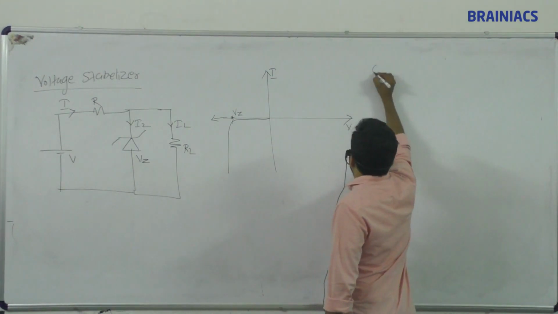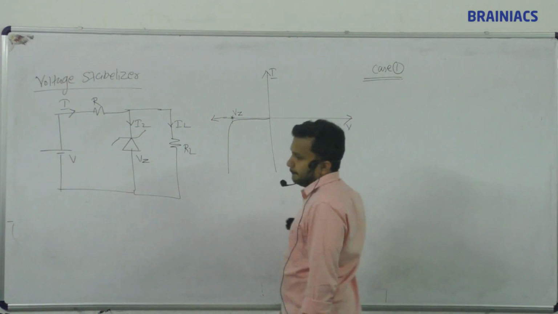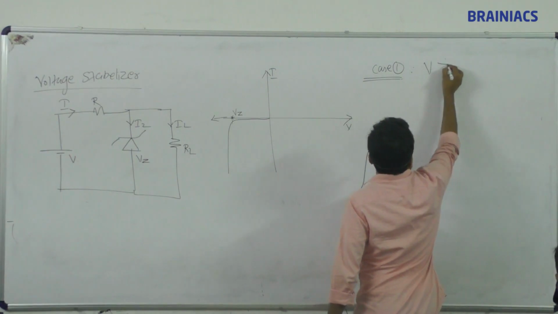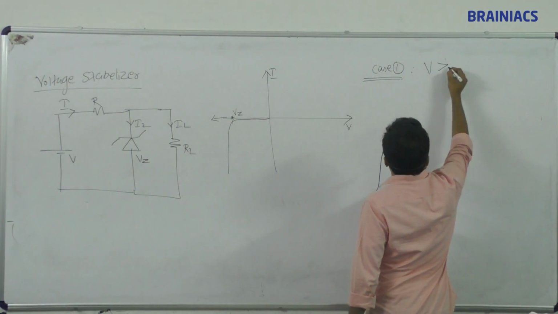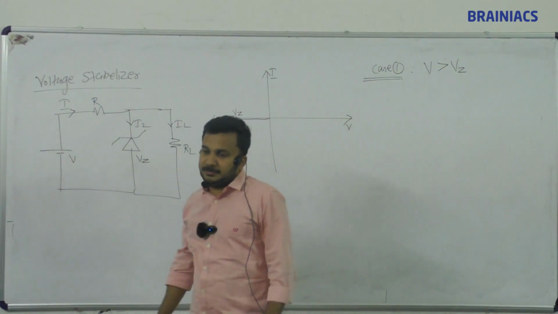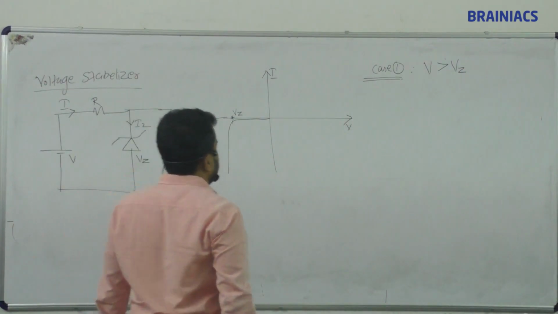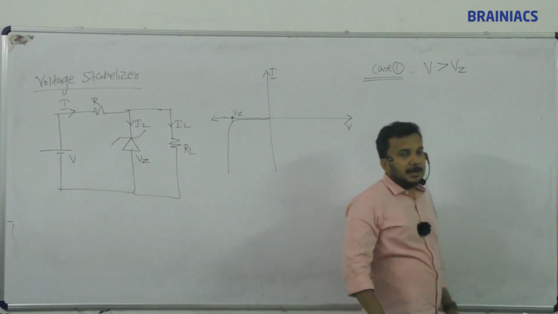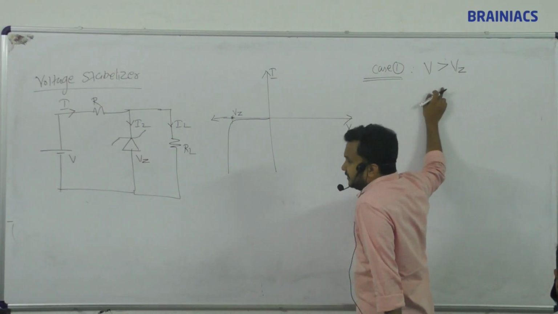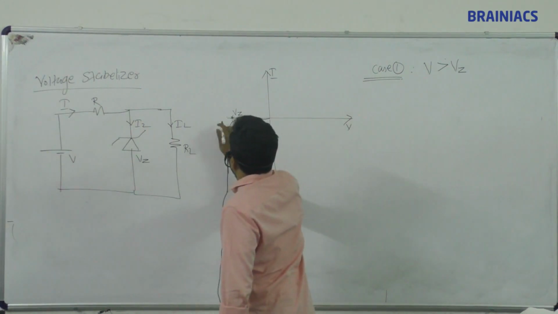Okay, first, case 1. Case 1 is V greater than VZ. The applied voltage is greater than the Zener voltage.